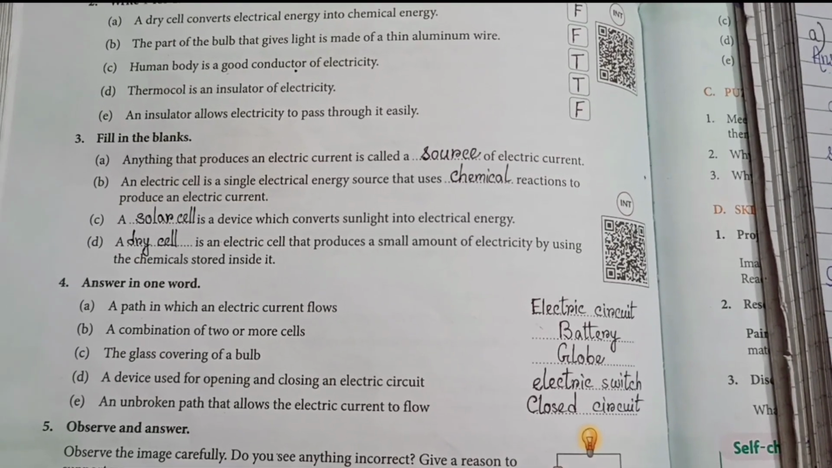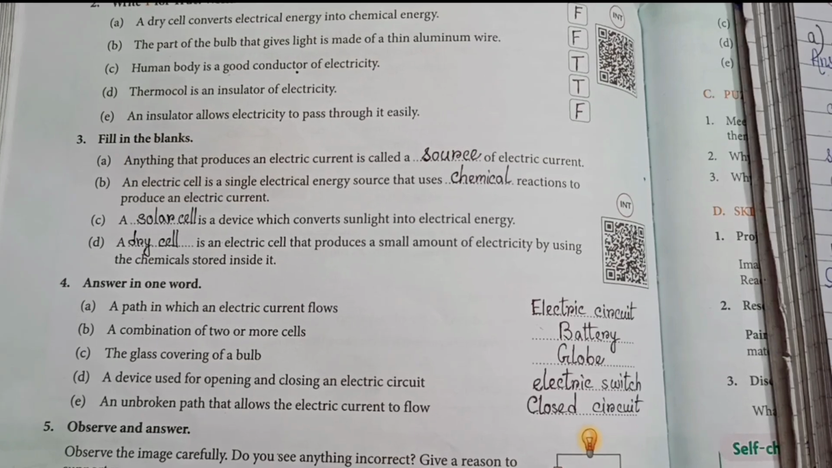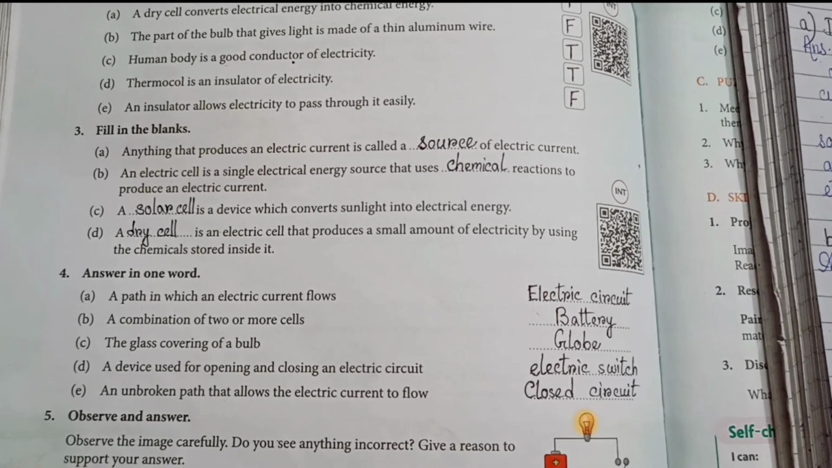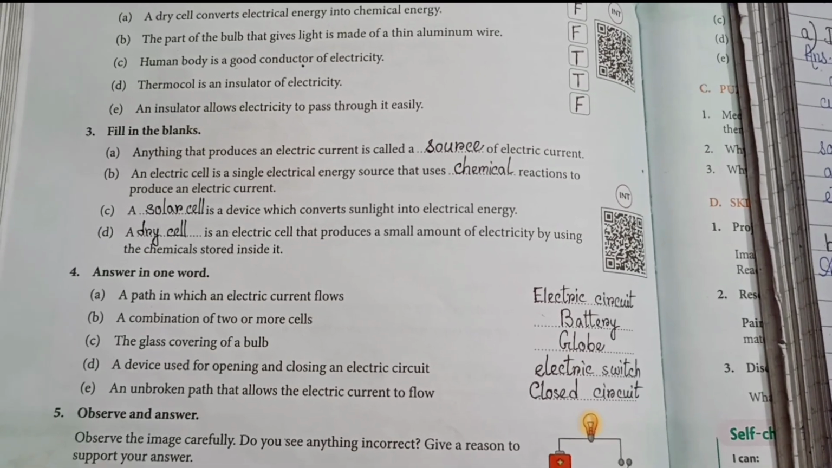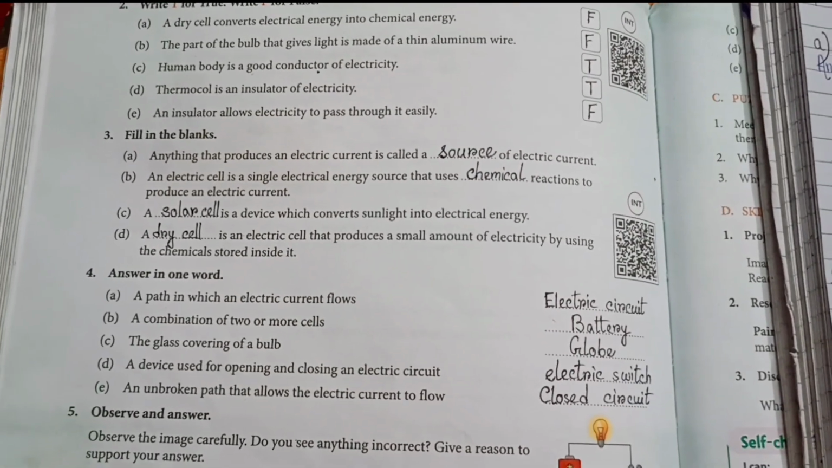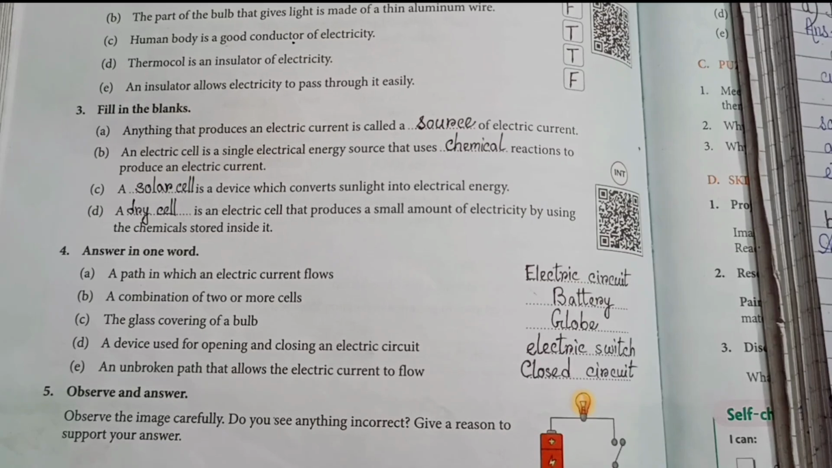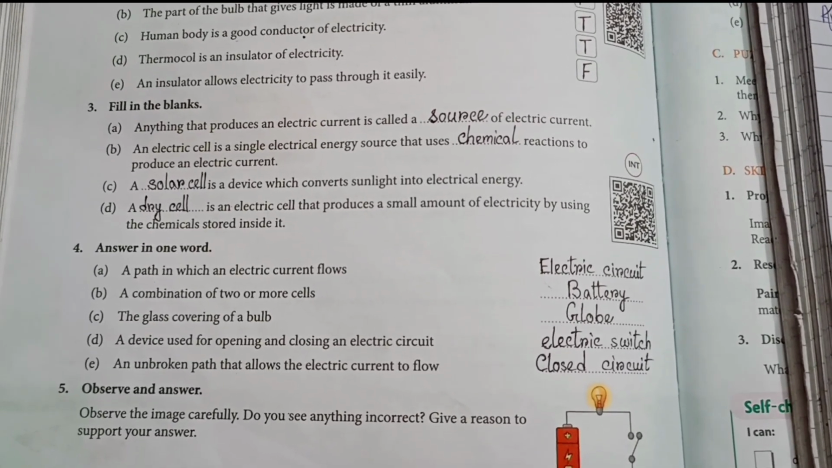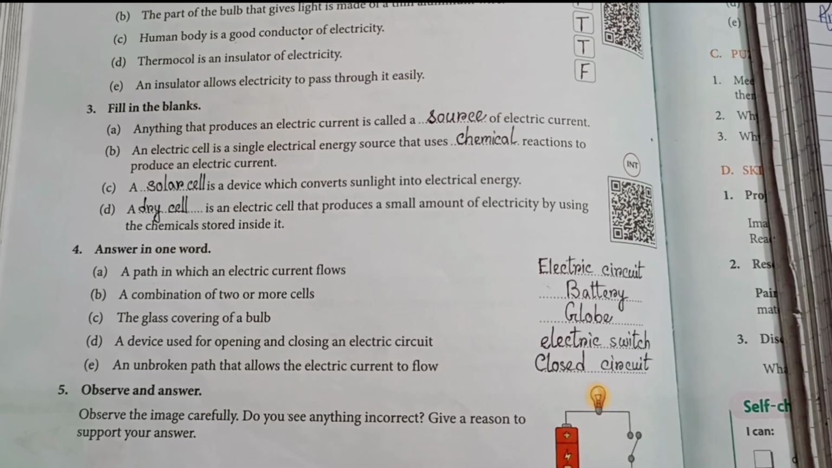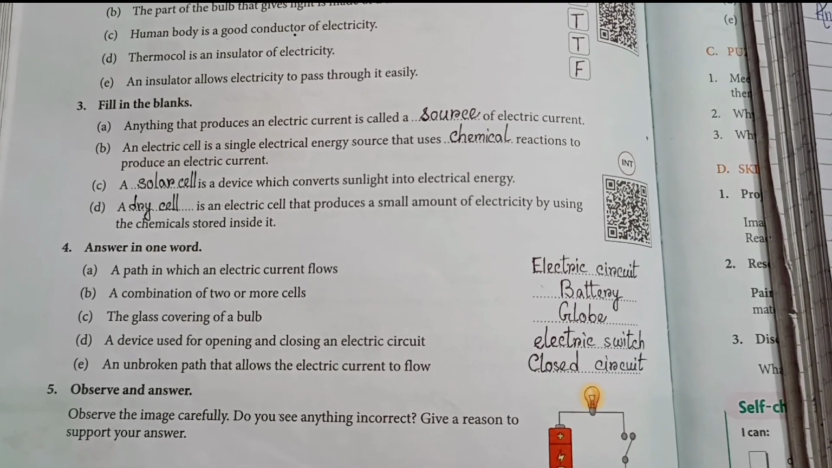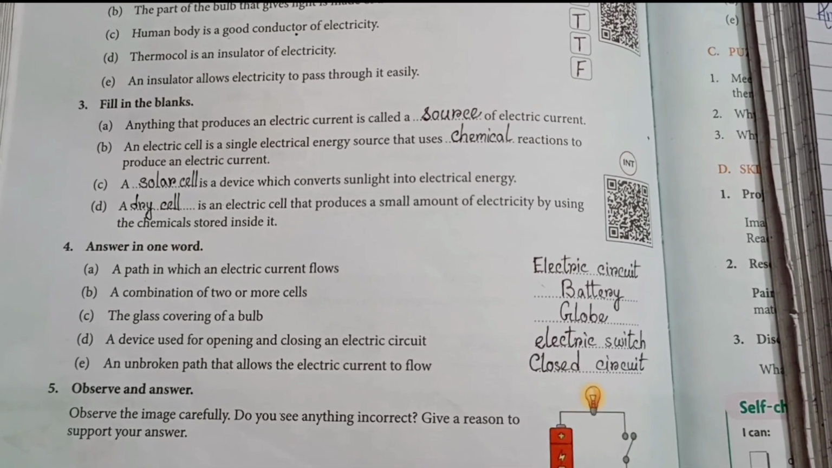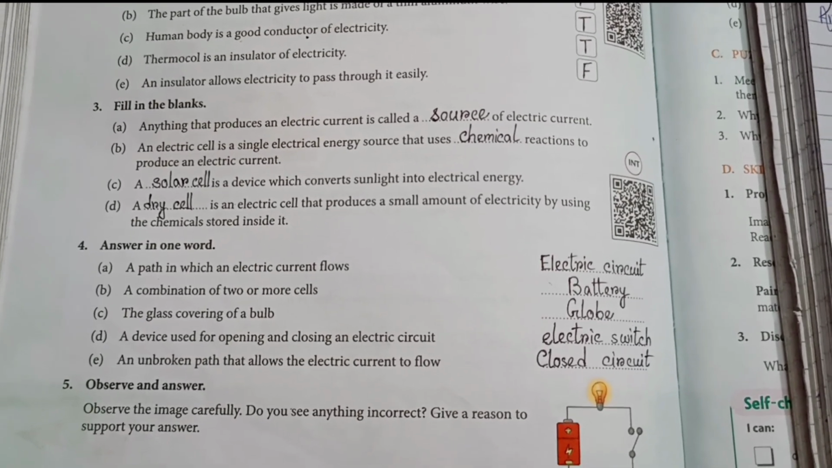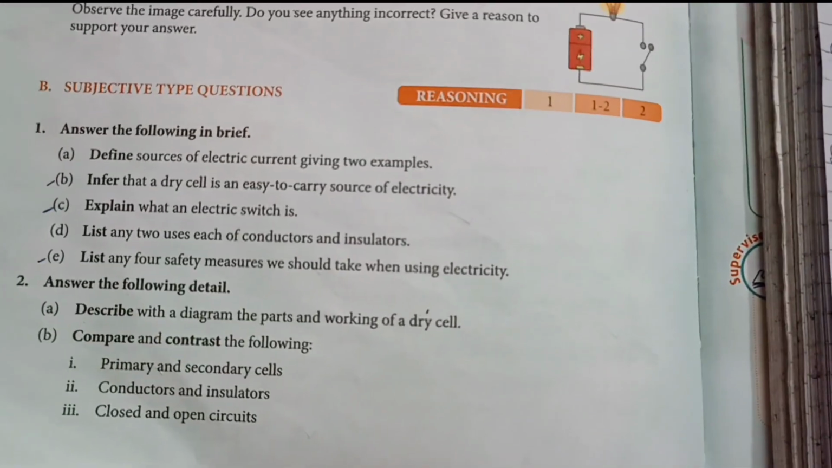Number A, a path in which an electric current flows. Electric circuit. Number B, a combination of two or more cells. Battery. Number C, the glass covering of a bulb. Globe. Number D, a device used for opening and closing an electric circuit. Electric switch. Number E, an unbroken path that allows the electric current to flow. Closed circuits. Now we have some question answers. Let's solve.